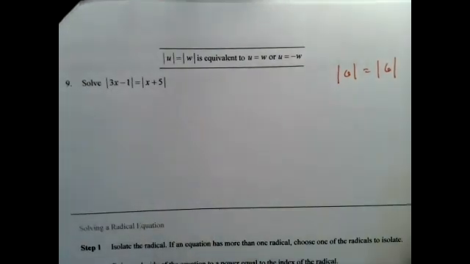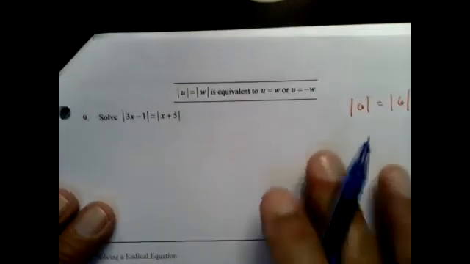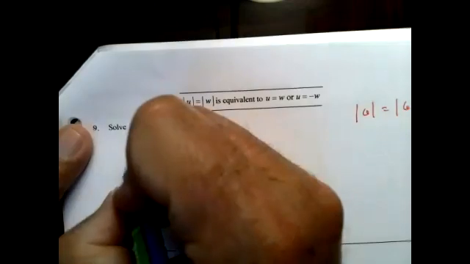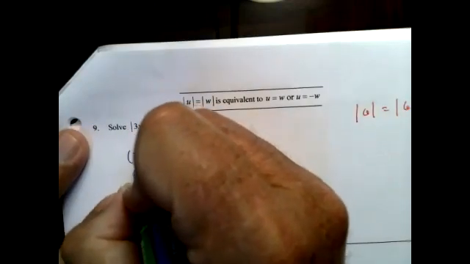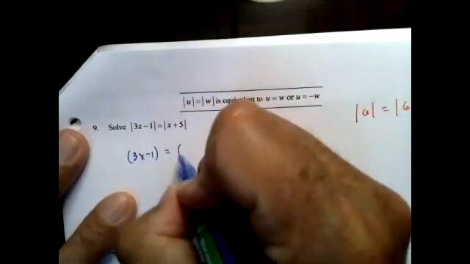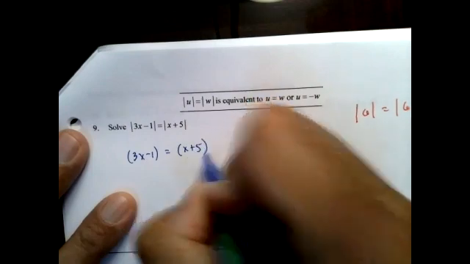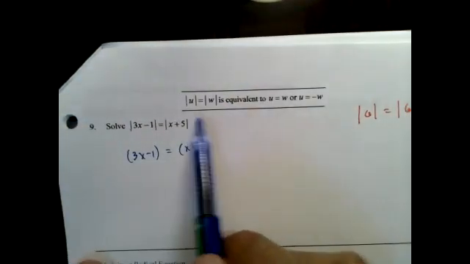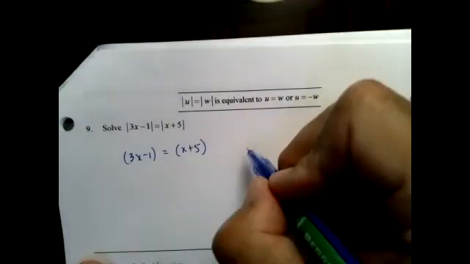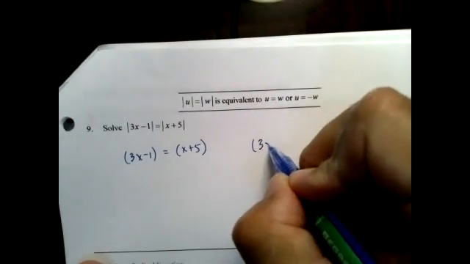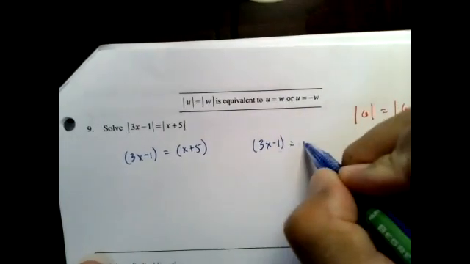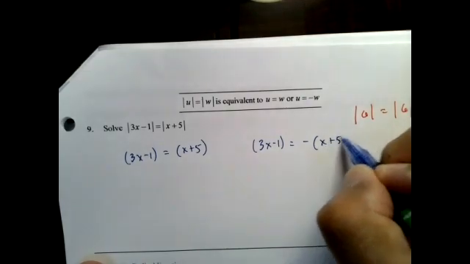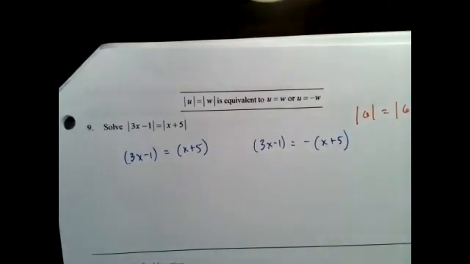All right, so I'm going to come up with two possible equations here. The first one is what's inside equals what's inside. Okay, U is equal to W, or what's inside equals negative what's inside of the second one.